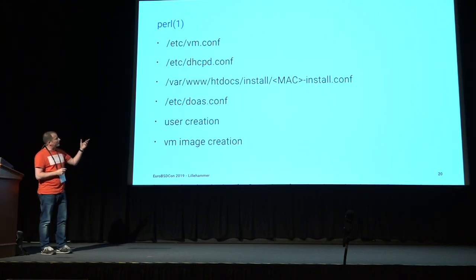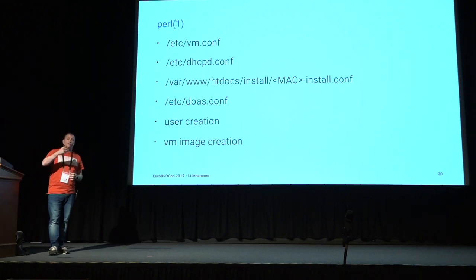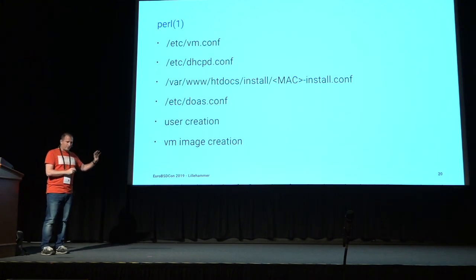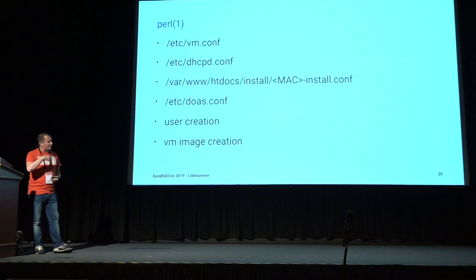It creates an install.conf for every single VM. So every VM is a fresh install. It's not a clone of an image. I've also noticed some other quirks. So it also maintains doas.conf now. And it's responsible for the user creation as well as the VM creation. So as soon as I run that, all these things happen and have some flows for how that works.